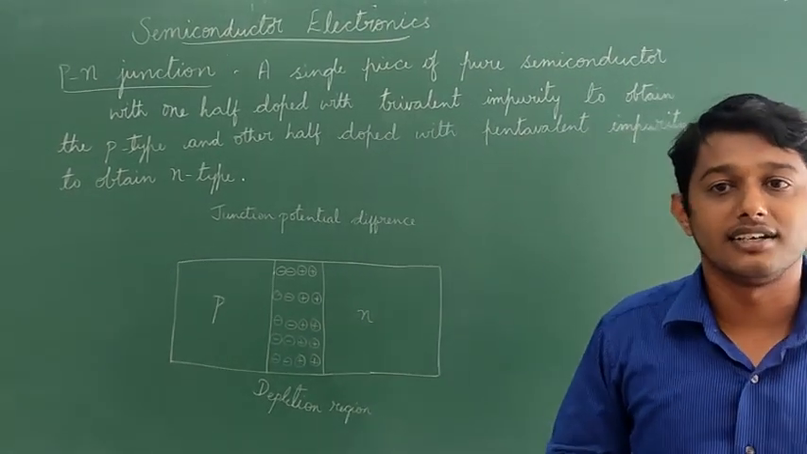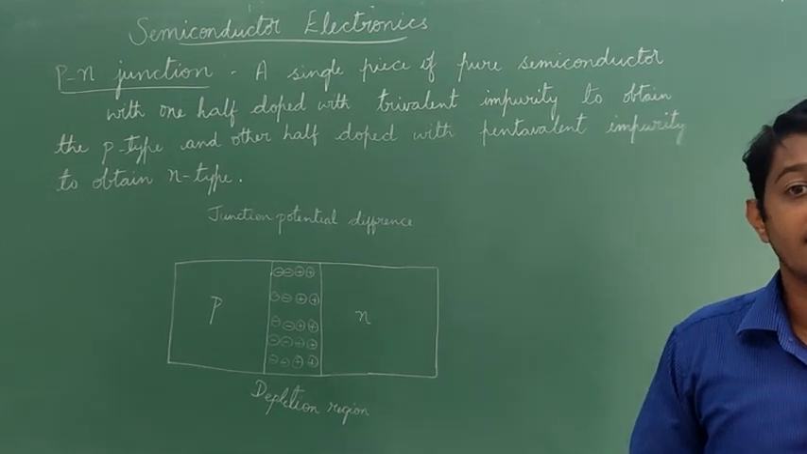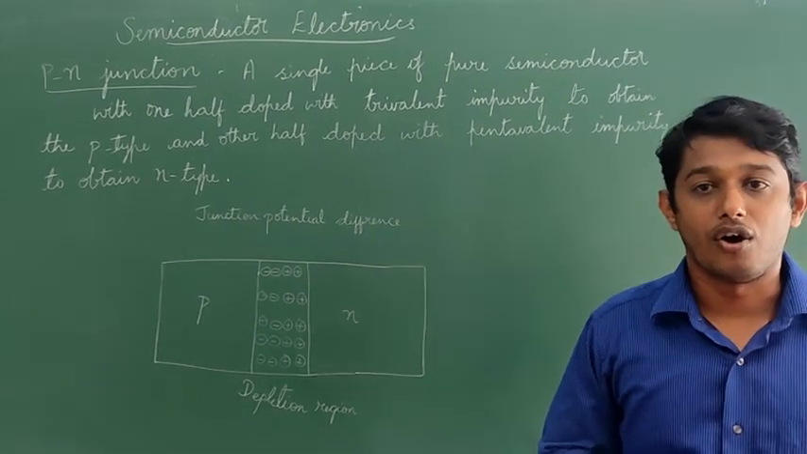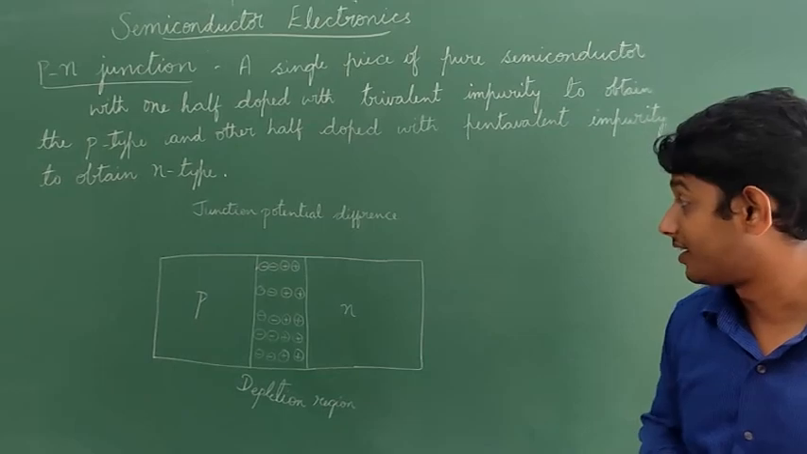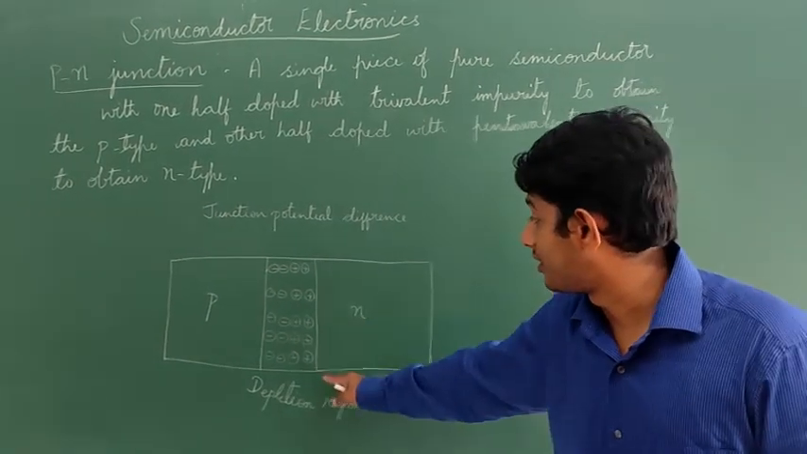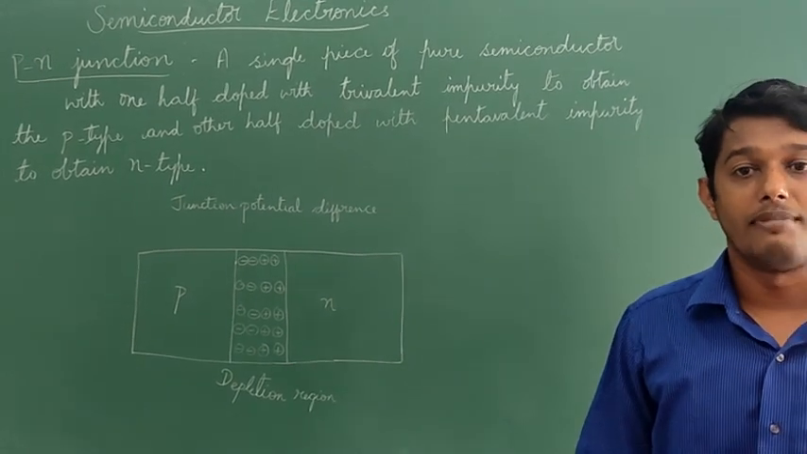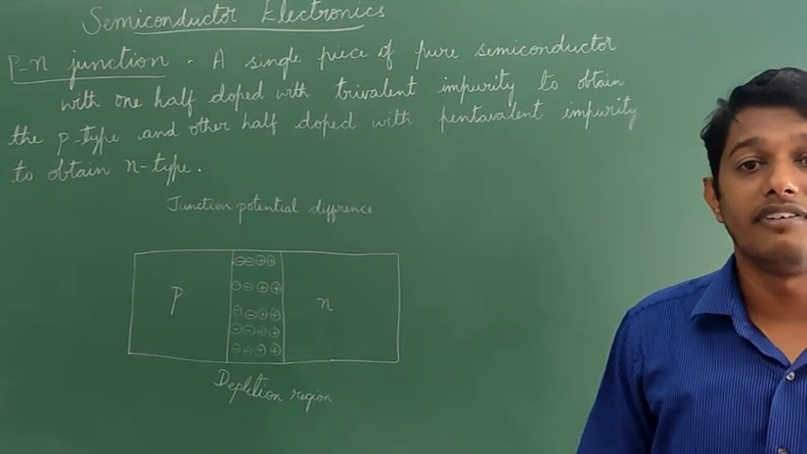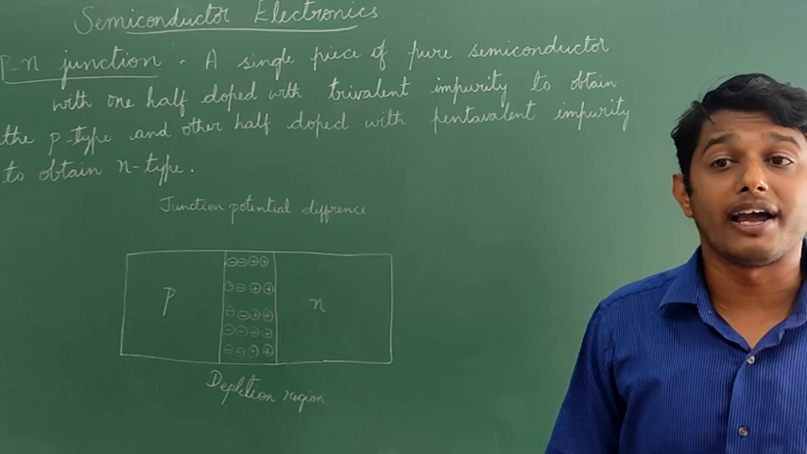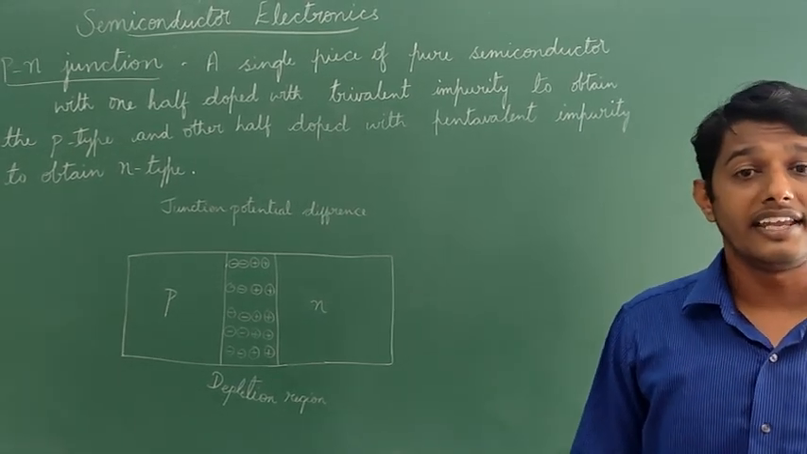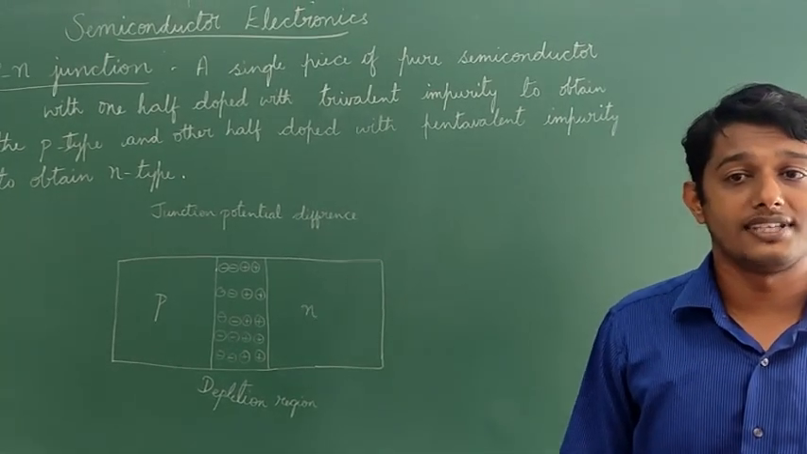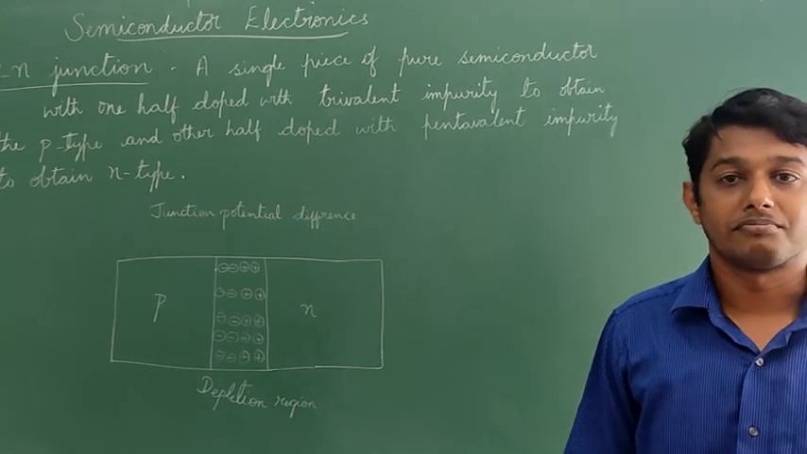As a result, a potential difference is set up across the junction called the potential barrier. So this is the potential barrier here. This stops the further diffusion of charges. The free electrons and holes are absent around the junction.